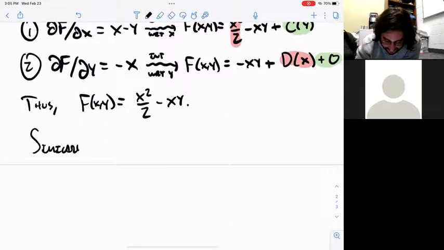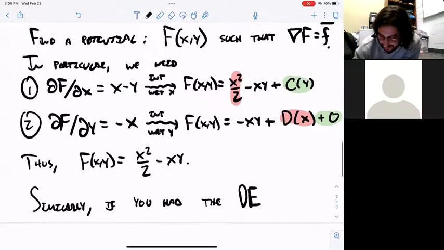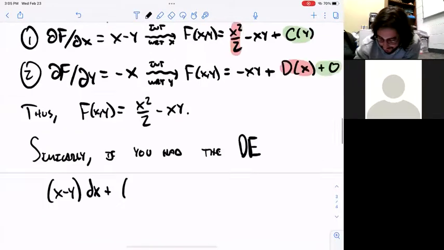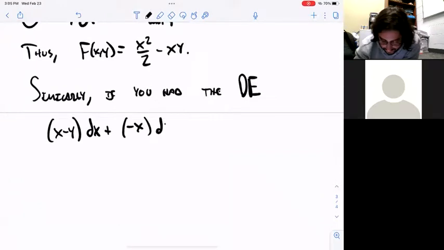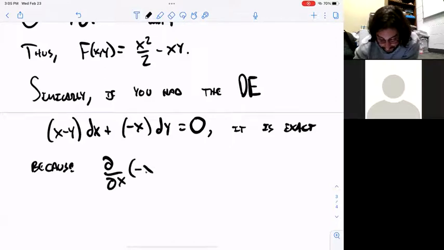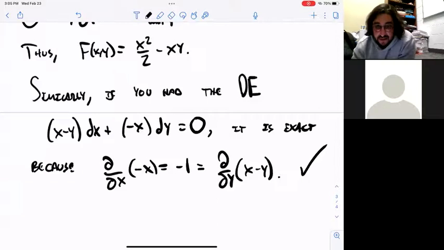Similarly, if you had the differential equation, which was x minus y dx plus negative x dy equals 0, if you had this differential equation, you could say it is exact because partial x of negative x equals negative 1, and so does partial y of x minus y, right? So it passes the test for exactness.